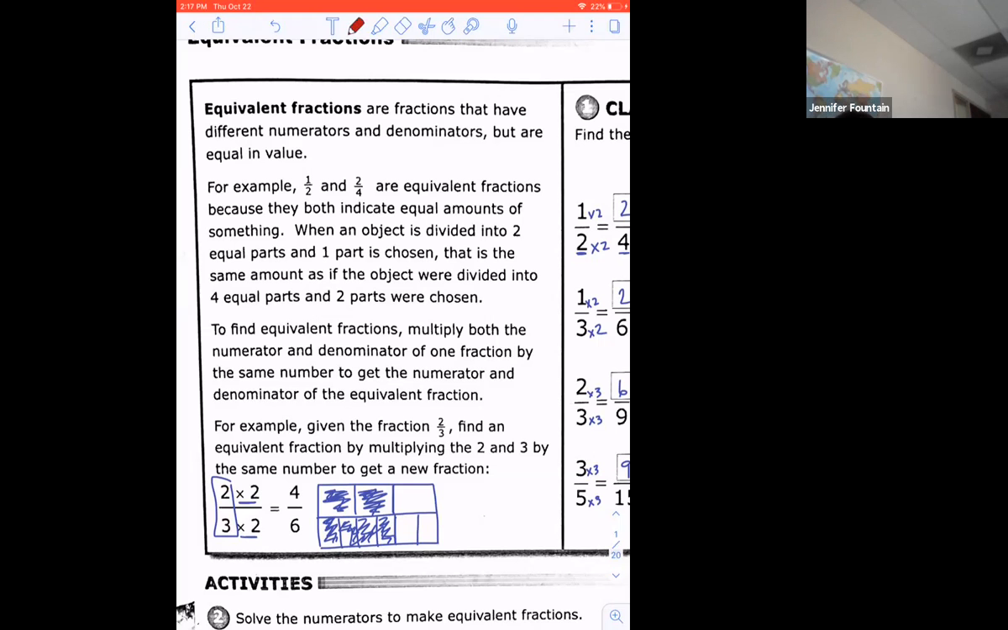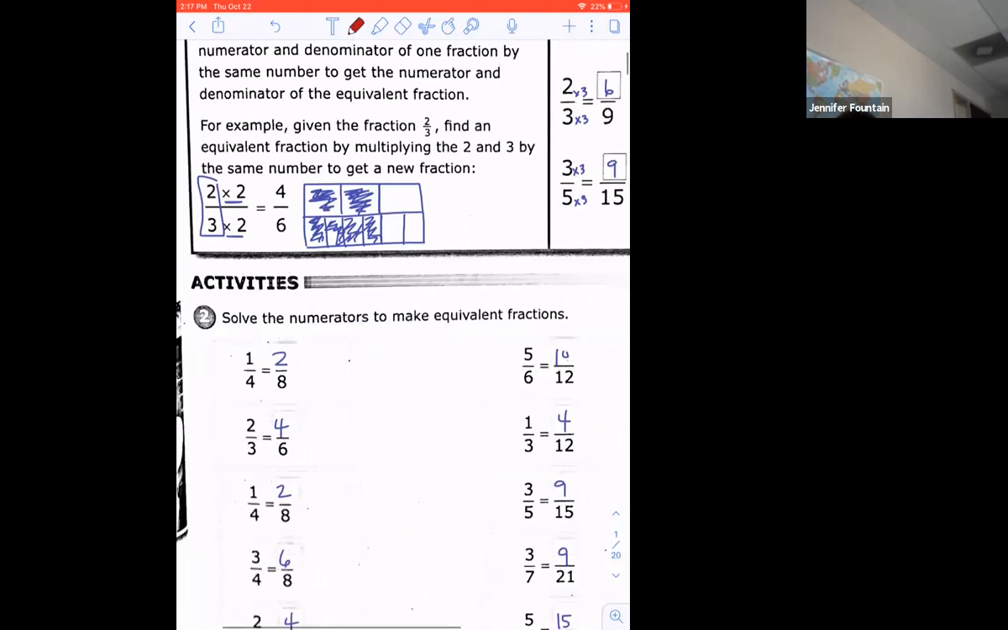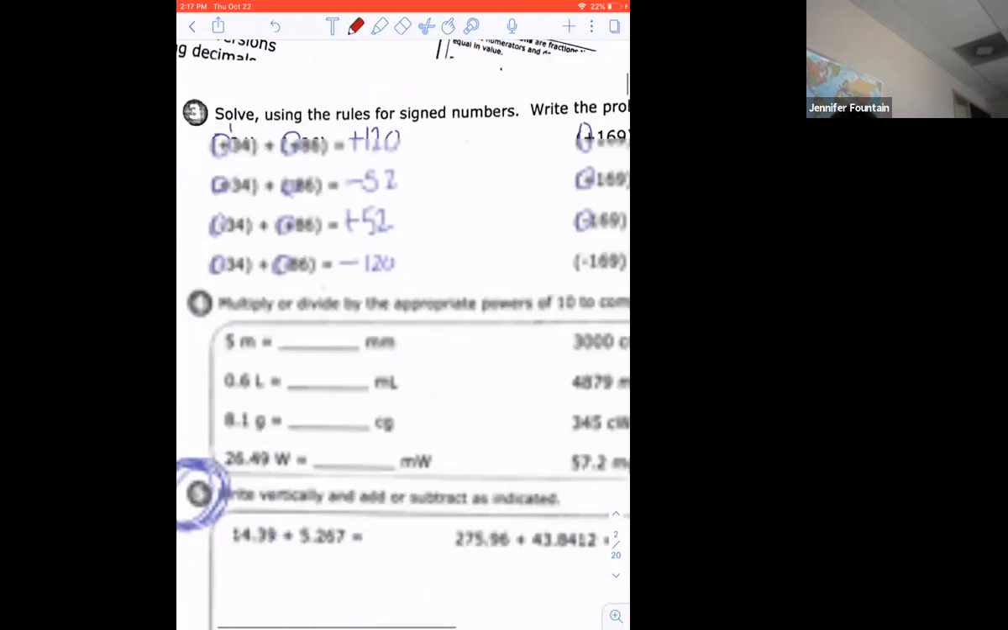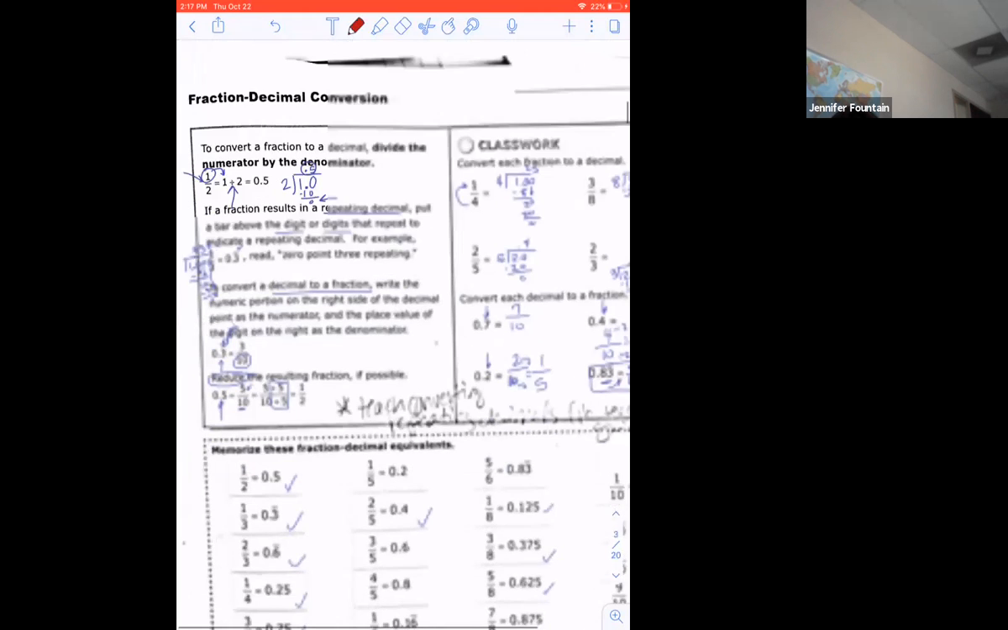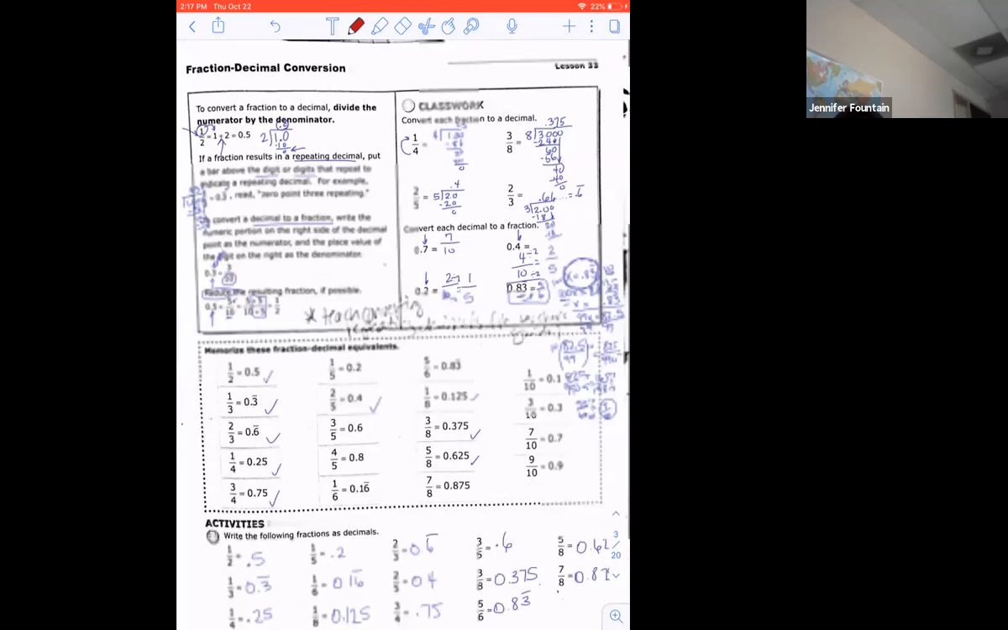Then once you've done that, go ahead and turn to lesson 33. Lesson 33 was our fraction decimal conversions. And so remember, if you look at number 3, it says to convert a fraction to a decimal, divide the blank by the blank.